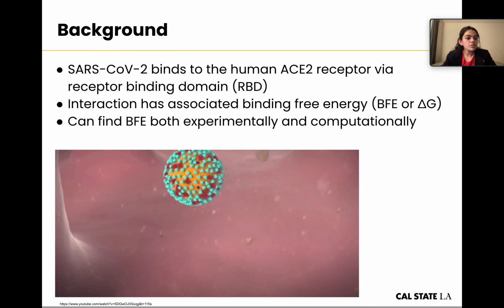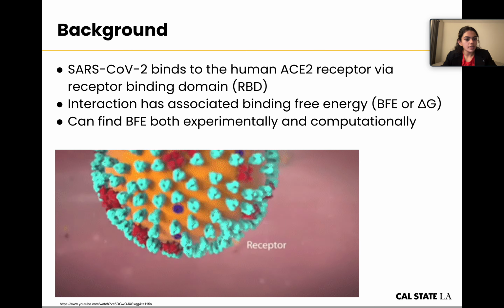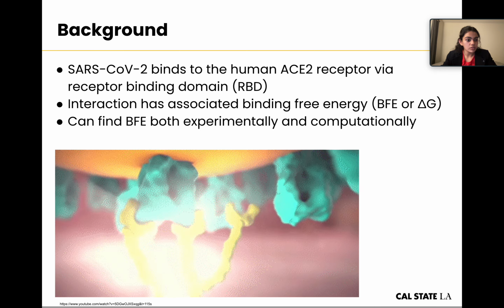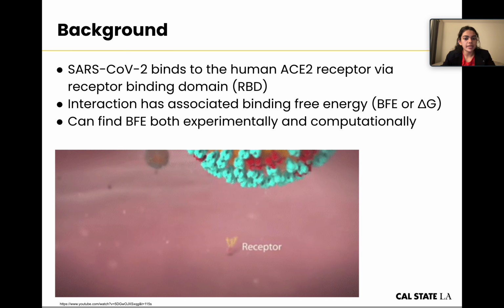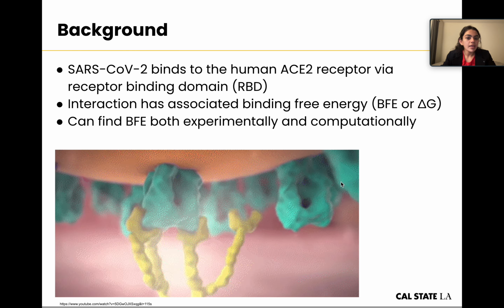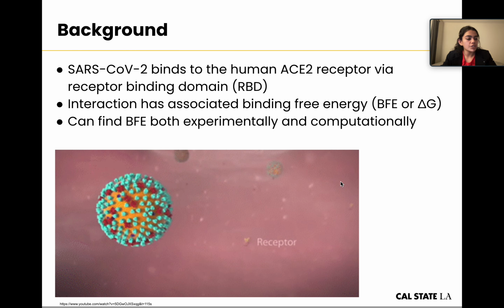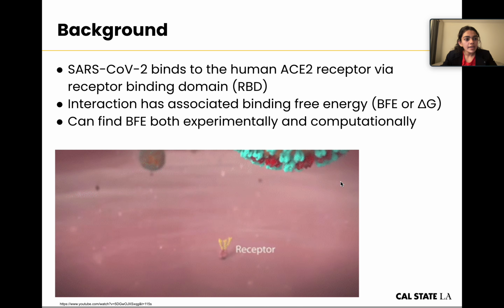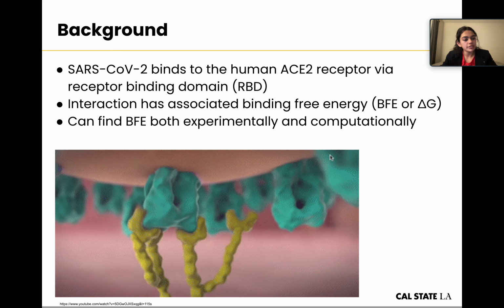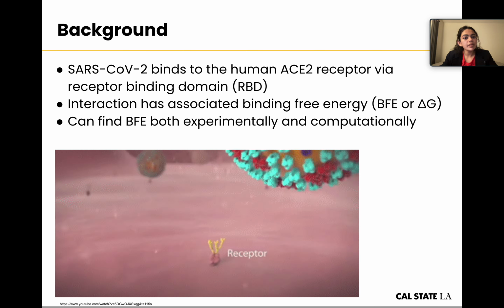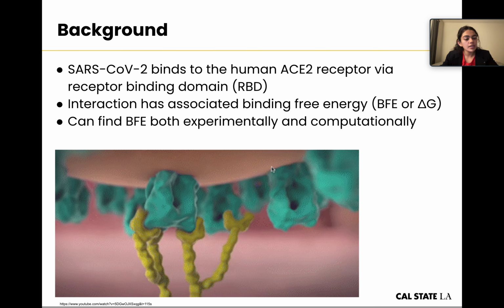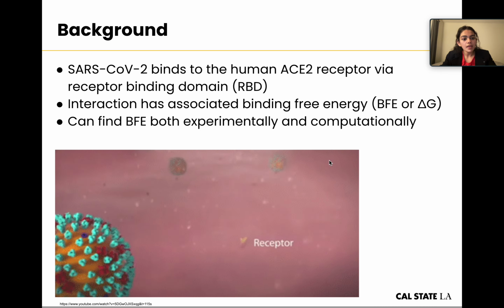Now, this virus will bind to the human ACE2 receptor in the lungs via the receptor binding domain of the virus, or the RBD. The interaction between the RBD and ACE2 has been animated at the bottom of the screen here, and it has an associated change in the binding free energy. The binding free energy is a really important characteristic of the binding nature of the virus to the receptor, and it can be characterized both experimentally and computationally.